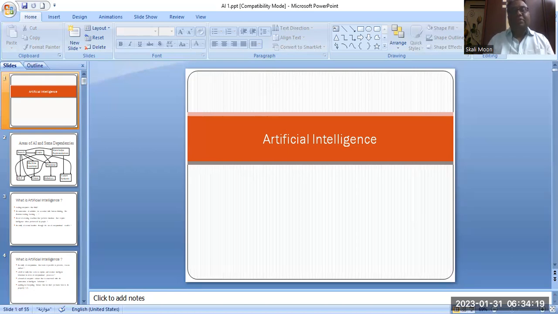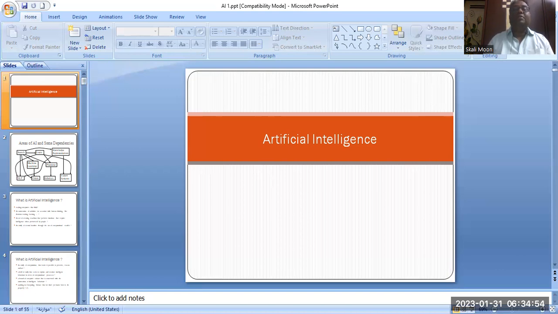Systems that think like humans are cognitive modeling. Humans are observed from inside. How do we know how a human thinks? That is introspection versus psychological experiments. Cognitive science: the exciting new effort to make computers think, machines with minds in the full and literal sense. The automation of activities that we associate with human thinking, activities such as decision making, problem solving, and then learning.